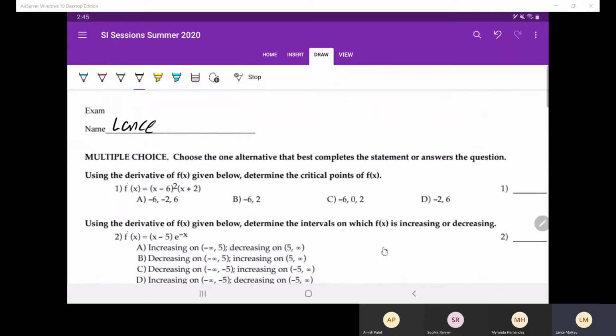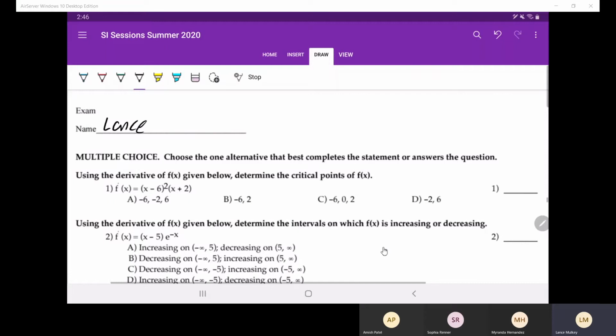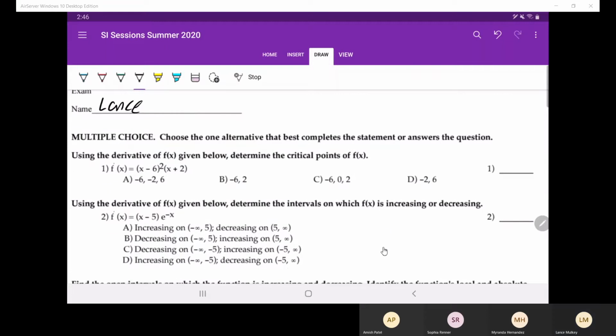All right, so number 1, using the derivative of f of x given below, determine the critical points of f of x. All right, so what are the critical points? What are critical points, guys? Yep, the derivative is set equal to 0. So right here, this is the derivative. He already gave you the derivative, so you don't have to find the derivative. It's already factored for you too.